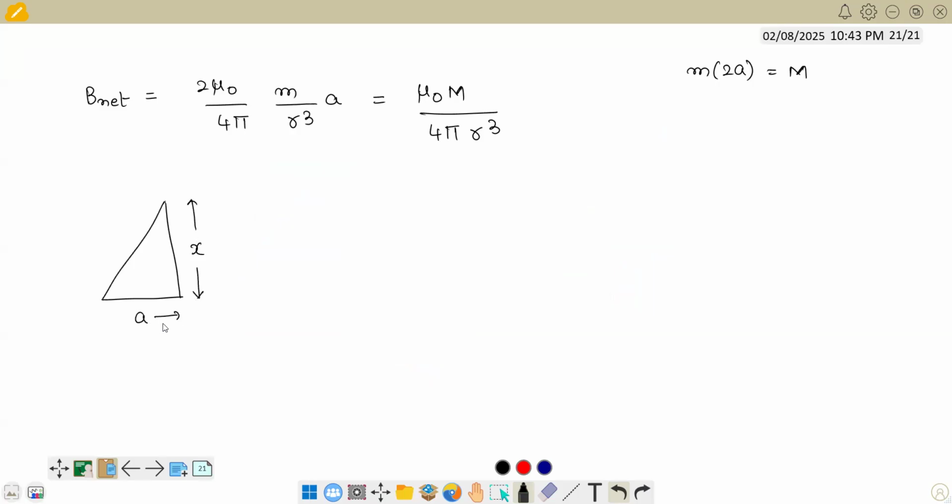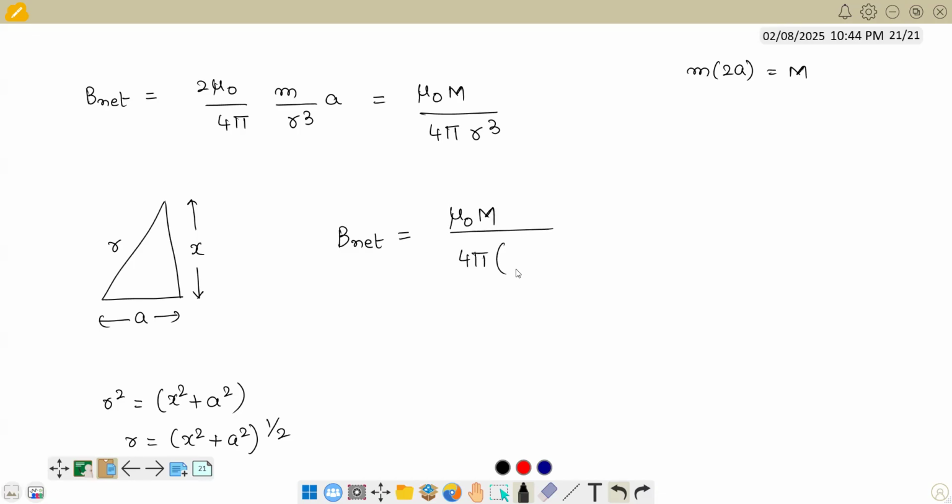This value is a. So this is r. I can write r squared is x squared plus a squared. So r is nothing but (x squared plus a squared) whole power 1 by 2. So finally, the net magnetic field at the equatorial point would be mu naught m by 4 pi (x squared plus a squared) whole power 3 by 2.